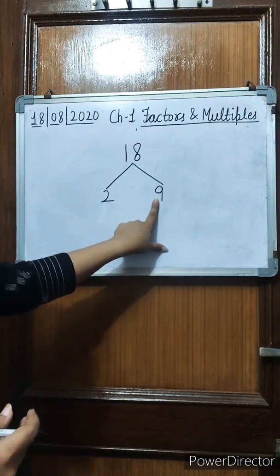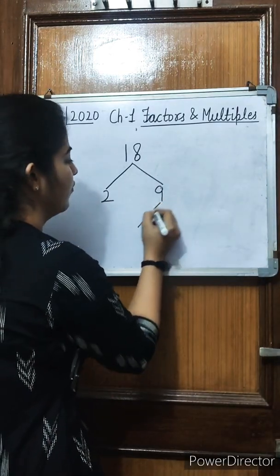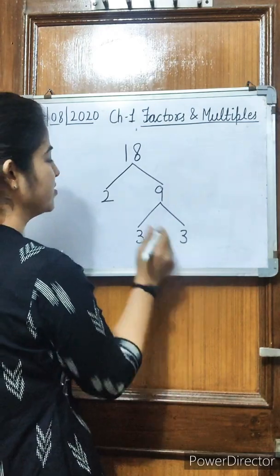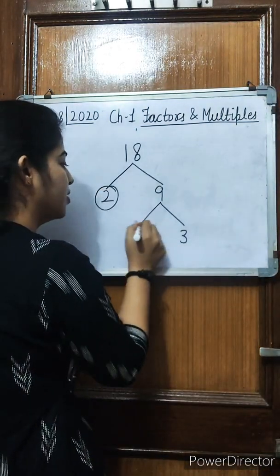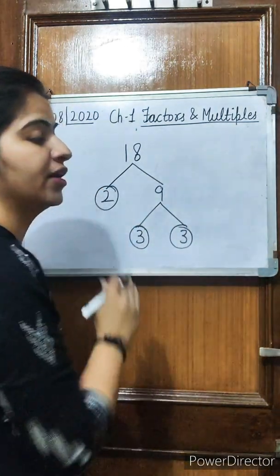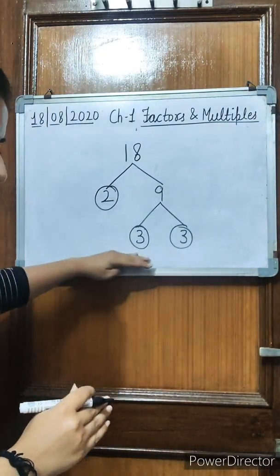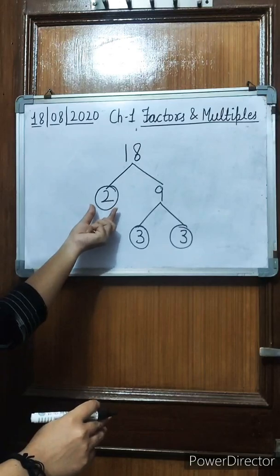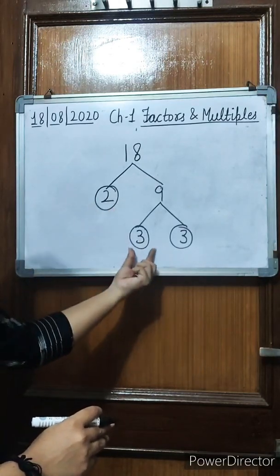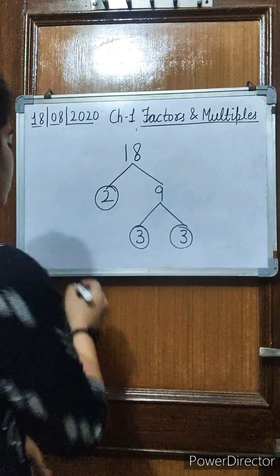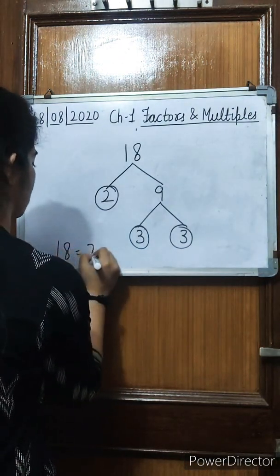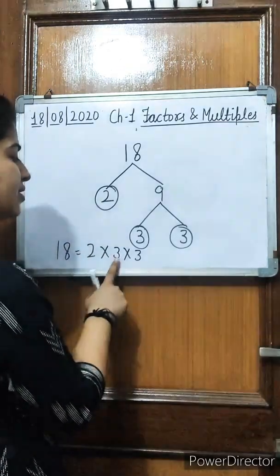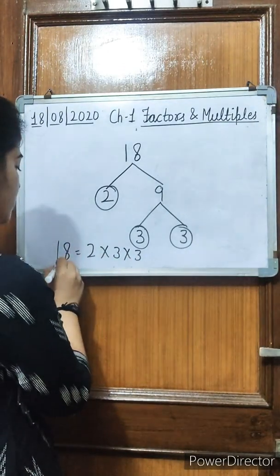9 has more than 2 factors. So here we can write 3 3s are 9. So at the end of the branches we got prime numbers. Now we cannot split it further. We will stop here. Here we can see the product of its prime numbers is 2 multiplied by 3 multiplied by 3. 2 3s are 6, 6 3s are 18, we got.